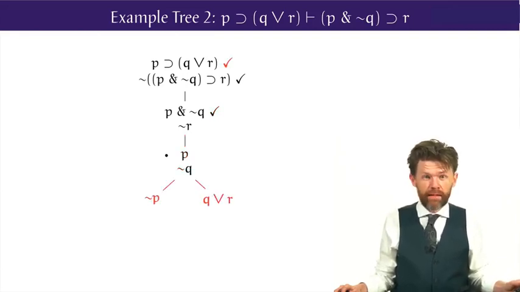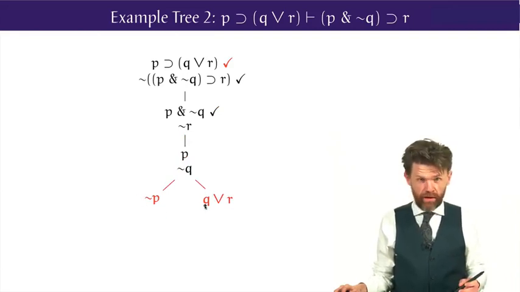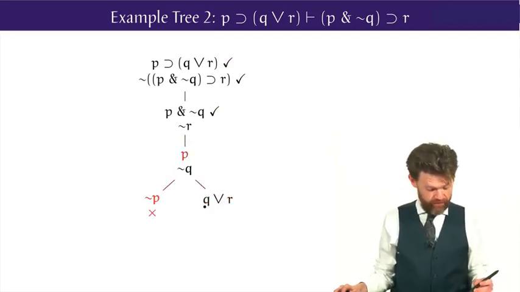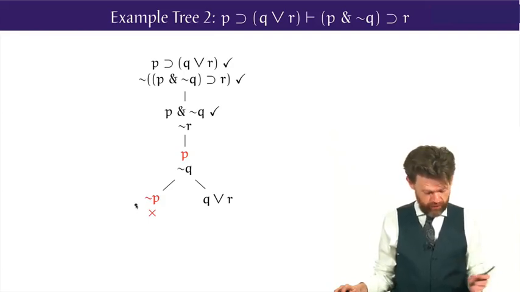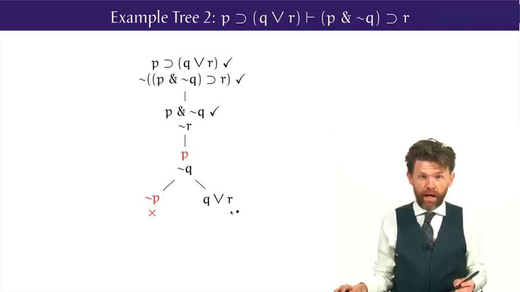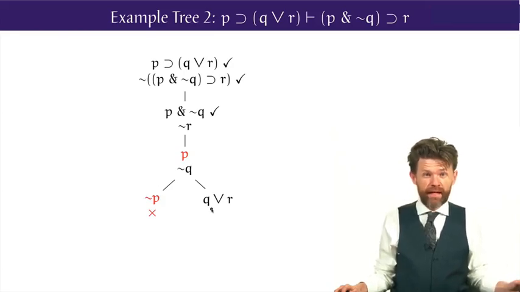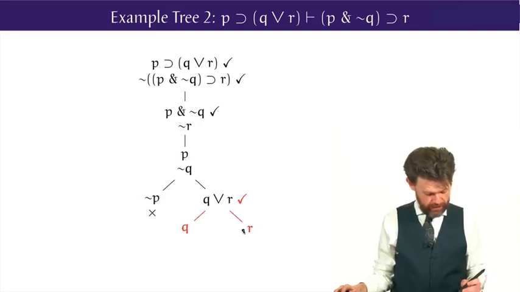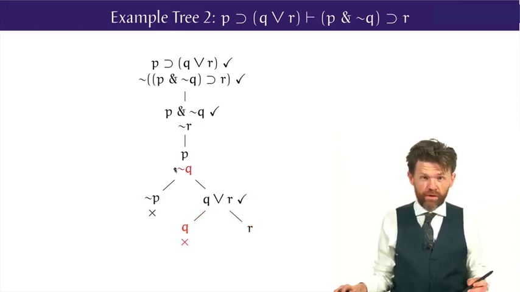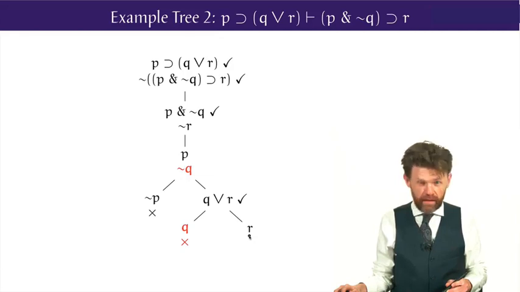So when I process the P implies Q or R, I get two branches: a not P branch and a Q or R branch. I first notice that the not P branch closes because I'd already written down P. So that branch is closed, nothing left to do there, no possibility of it being true, and I've got Q or R left in this branch. So I'll process that, and I get a Q branch and an R branch, and now I can see the Q clashes with the not Q, and the R that I've got here clashes with the not R that I've got there.